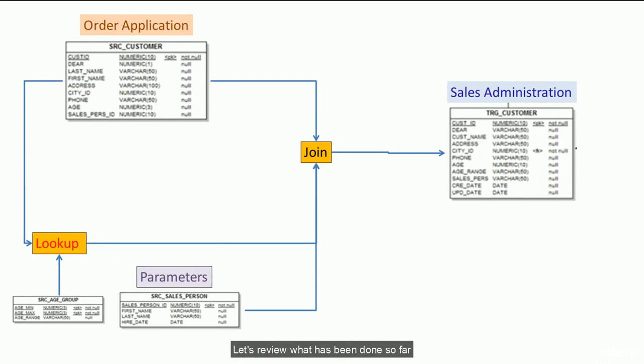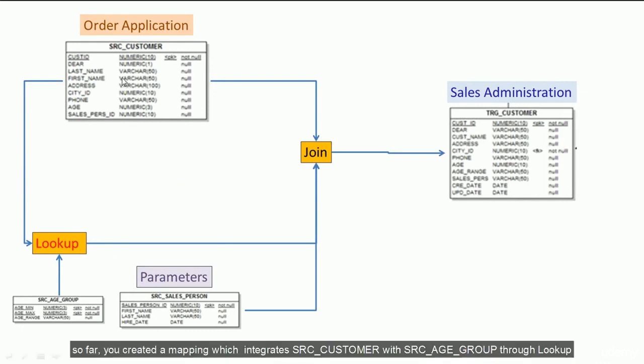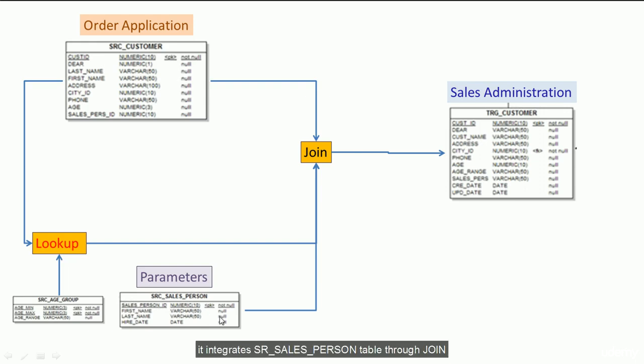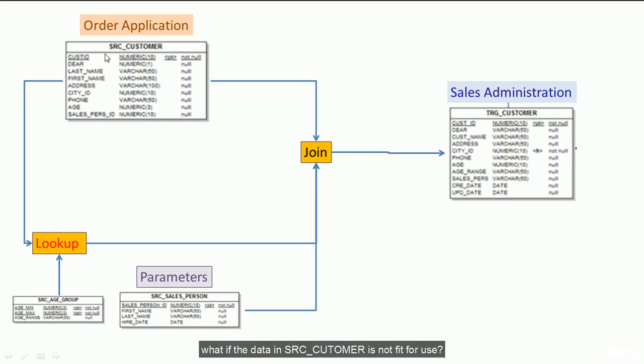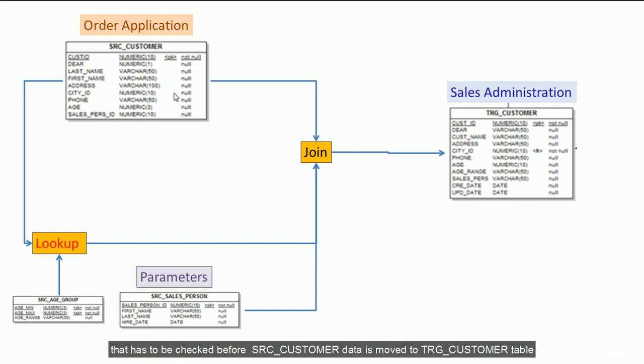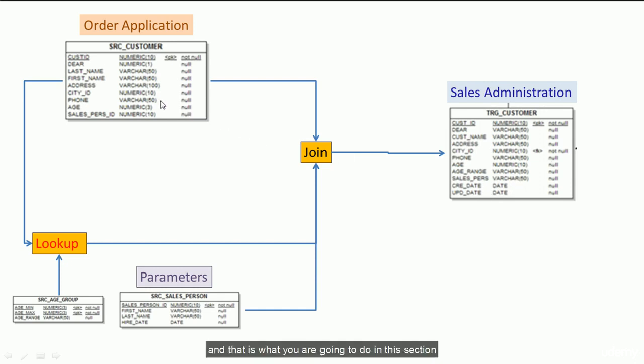Let us review what has been done so far. So far you created a mapping which integrates SRC customer with SRC age group through lookup. It also integrates the SRC salesperson table through join. And then the integrated source data populates the TRG_customer table in the sales administration database. But what if the data in SRC_customer is not fit for use? That has to be checked before the data is moved to the TRG_customer table. And that is what you are going to do in this section.